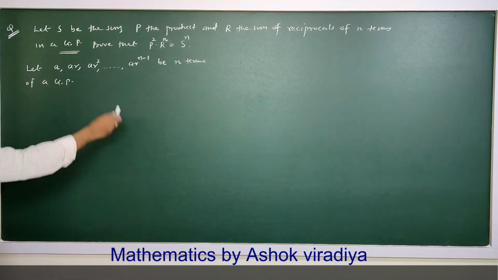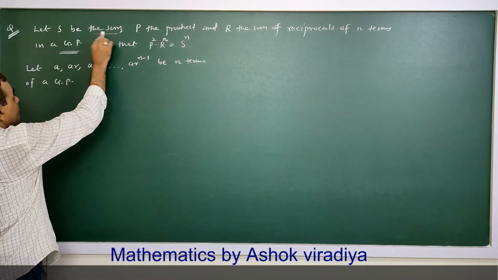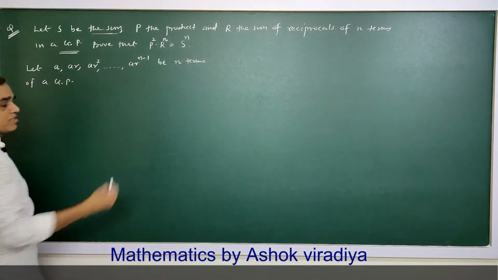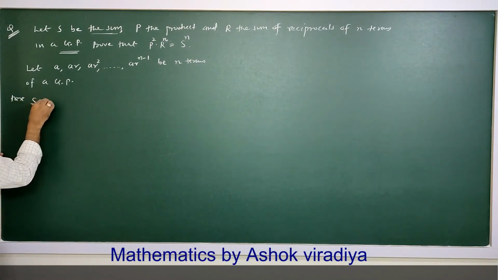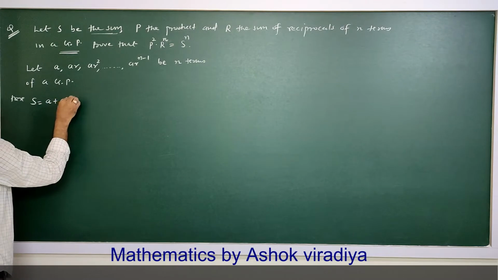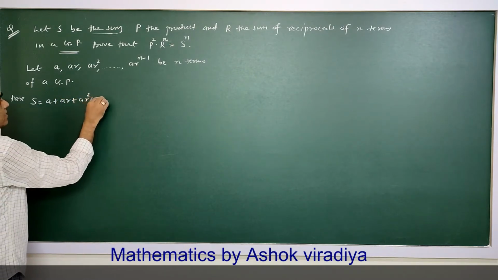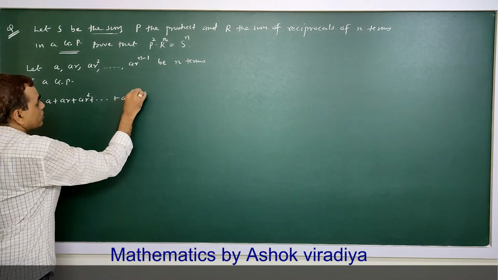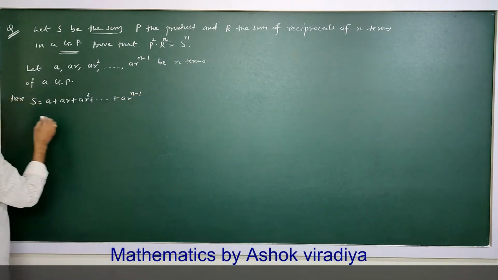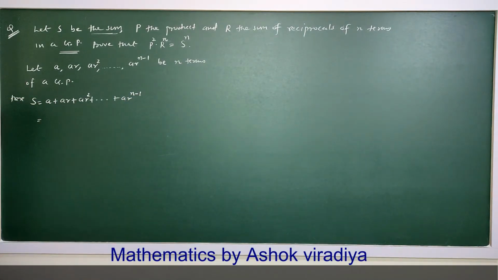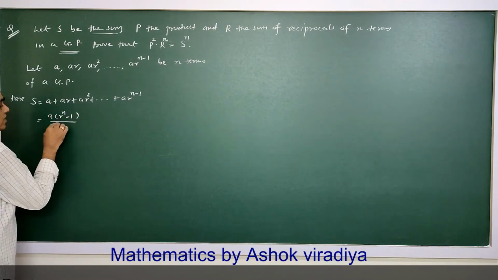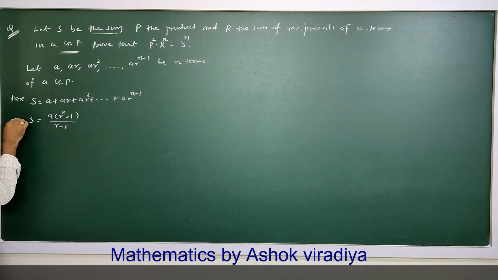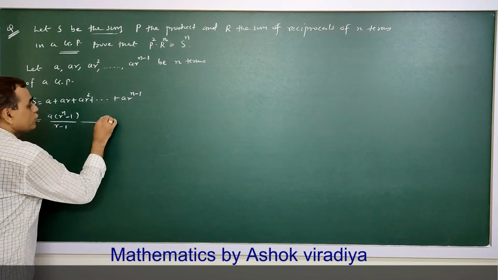Now S is the sum of these n terms. So here S is A plus AR plus AR square up to AR raised to n minus 1, and by the formula, the sum of n terms of a GP is A into (R raised to n minus 1) upon (R minus 1). So this is the value of S.